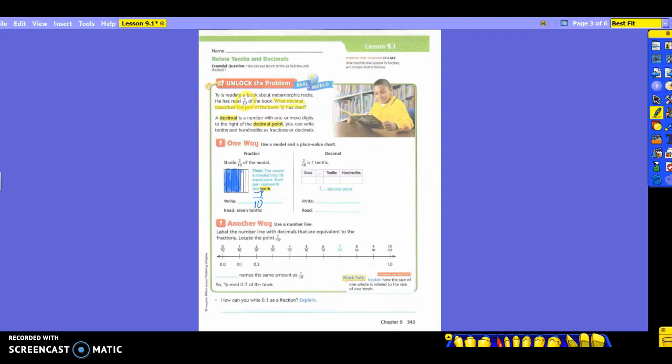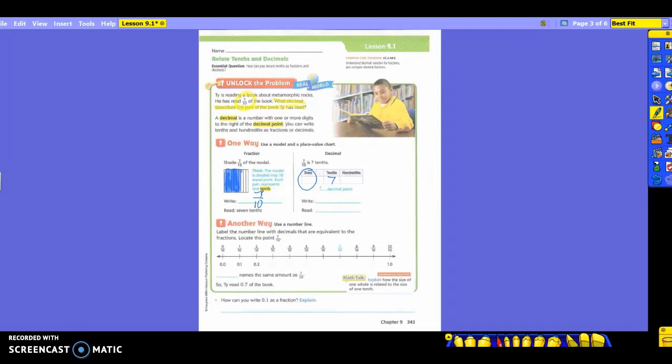So your ones would be here. Do we have any ones? Do we have any wholes? No, we don't. So nothing's going to go there. There's your decimal point. Okay, how many tenths do we have? 7. So we're going to put a 7 in here. Do we have any hundredths? So we're going to leave it. We're not putting anything in there.